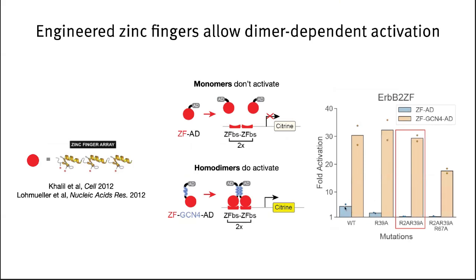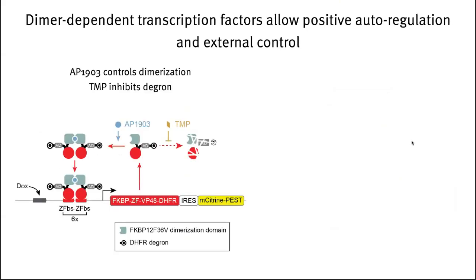And Ron was annoyed by that. And so he added 2 arginine to alanine mutations in the DNA binding domain of the zinc finger that pushed down this background activation by the monomers even further while preserving most of the activity of the homodimers. So in this way, we get homodimer-dependent activation. Okay, the next thing we wanted to have is external control.